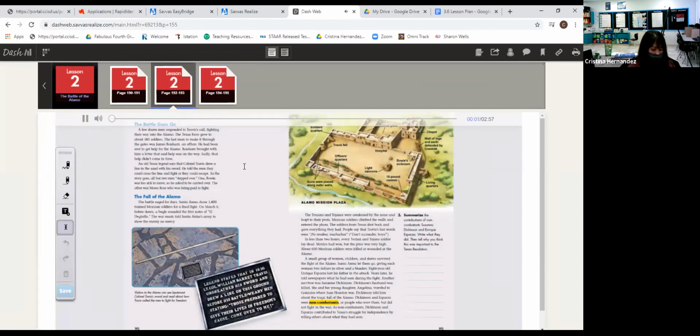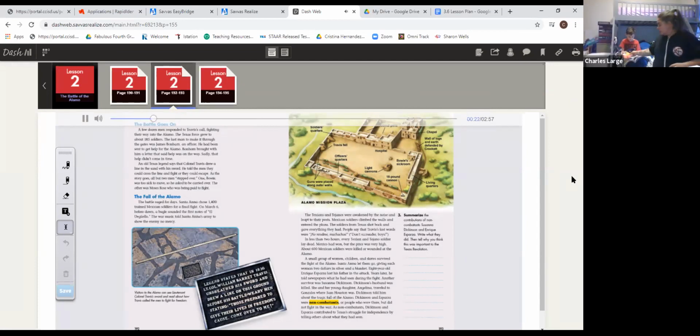The battle goes on. A few dozen men responded to Travis's call, fighting their way into the Alamo. The Texas force grew to about 185 soldiers. The last man to make it through the gates was James Bonham, an officer. He had been sent to get to the Alamo and brought with him a letter that said help was on the way.